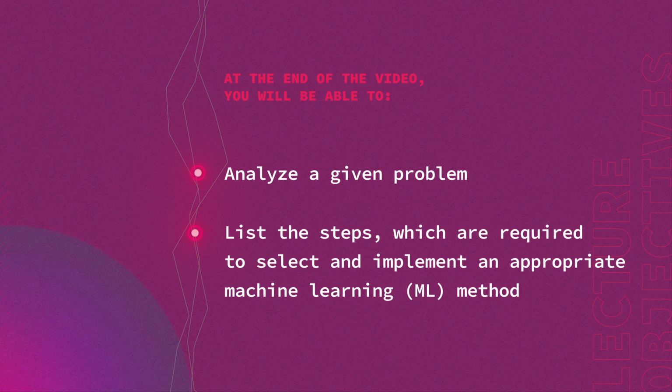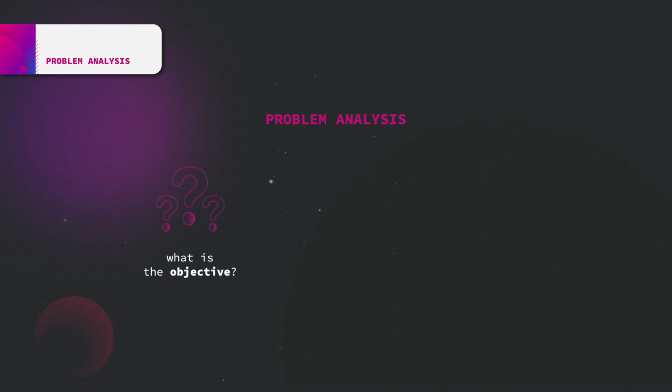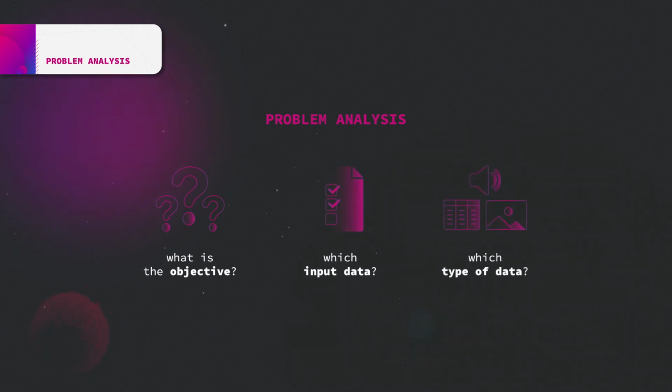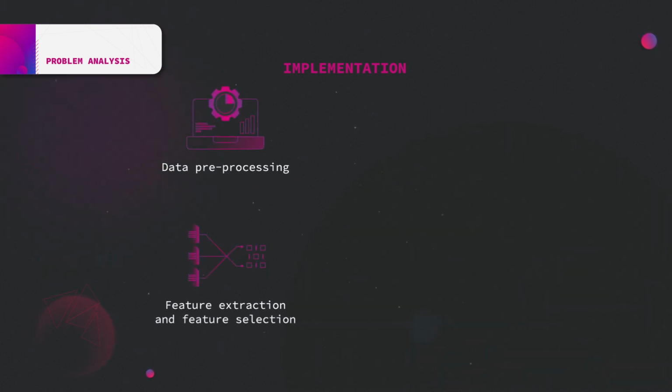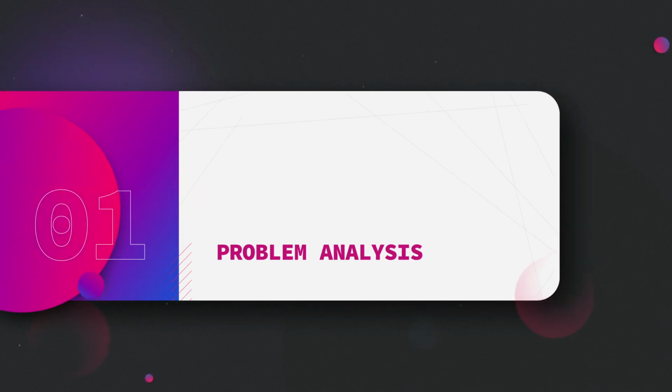Let's start with an overview of the required steps in order to implement a machine learning or ML method. First of all, a careful analysis of the given problem needs to be undertaken. These questions have to be answered. What is the objective of the study? How to choose the input data? Which type of data is to be analyzed? Then, the actual implementation of the algorithm is carried out, which comprises the following steps: data pre-processing, feature extraction and feature selection, selection of the learning technique, and selection of the algorithm. Now, we will discuss in more detail each of these steps.